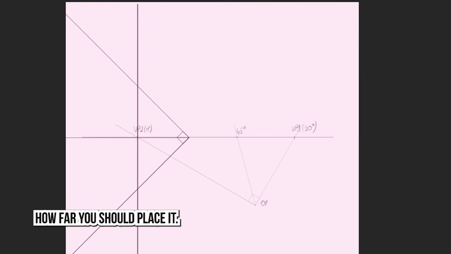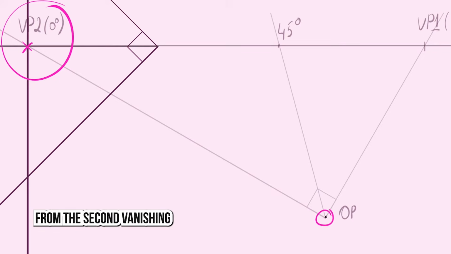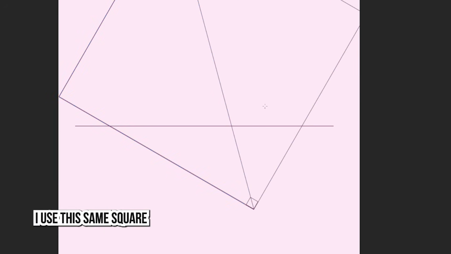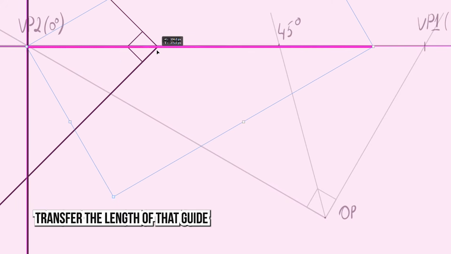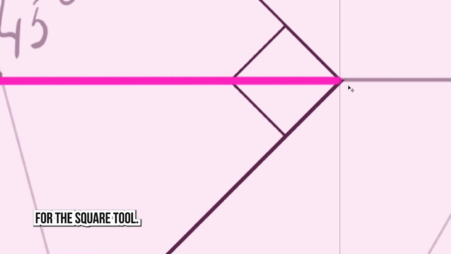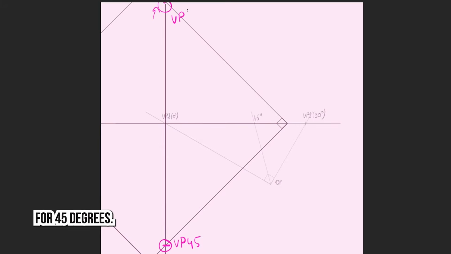But to find how far you should place it, measure the guide from the second vanishing point to the observer point. If you are wondering, I used this same square to build the base perspective grid. Transfer the length of that guide to the horizon. That is the correct position for the square tool. Now we have two vanishing points for 45 degrees.